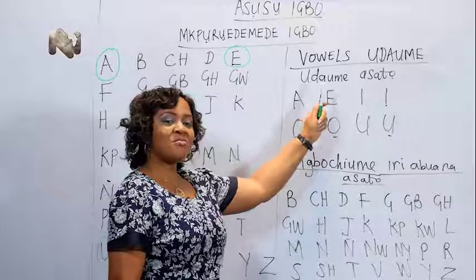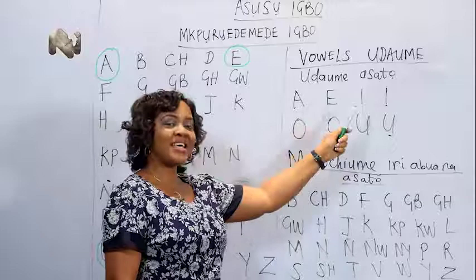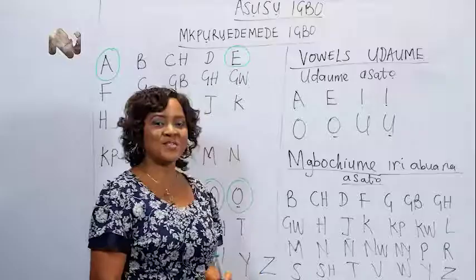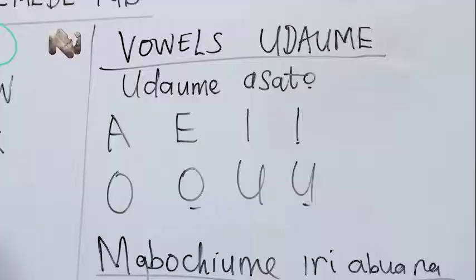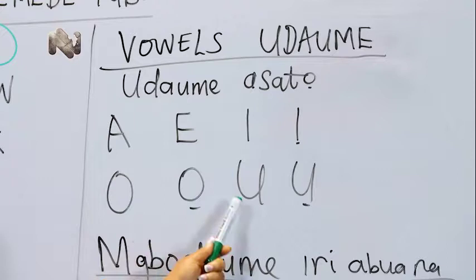Udauma sato. Udauma sato. A e I I o o u u. A e I I o o u. One more time. Udauma sato. A e I I o o u u.